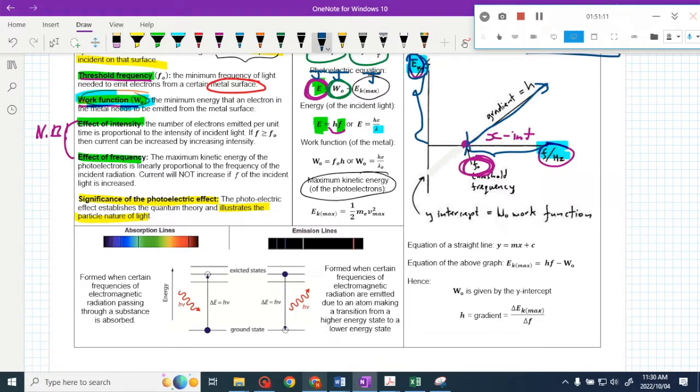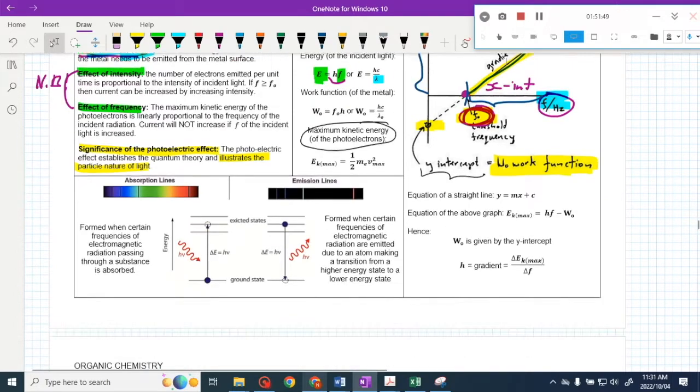Once you're done plotting this graph, what you can do is extrapolate the graph. That means to pull it backwards so that it cuts through the y-axis. And here on the y-axis where you find the y-intercept, that is the work function. That is the minimum energy that must be incident on the metal for electrons to be ejected. So if they ask you to find the threshold frequency, it's the x-intercept. If they ask you for the work function, it's the y-intercept. The gradient here is just Planck's constant, and they rarely ask you for that.